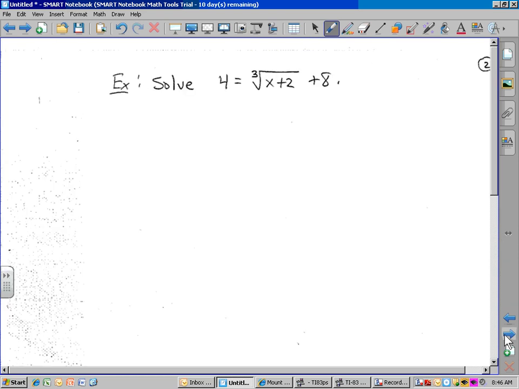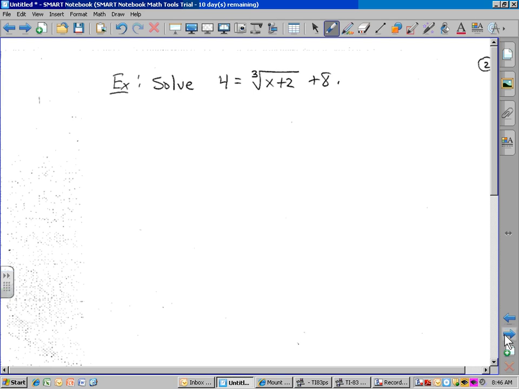Solve 4 equals the cubed root of x plus 2, plus 8. We can deal with any type of radical. Square root's not the only thing that we're going to see. We could see cube roots. We could see any type of root. We could see the 12th root of something.